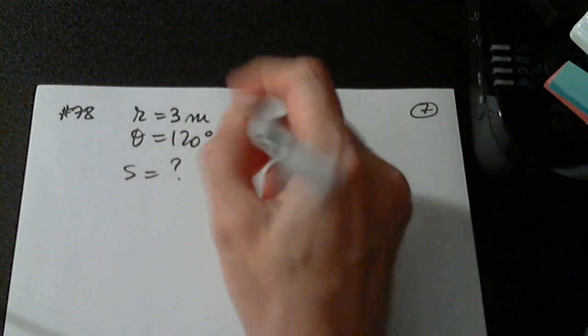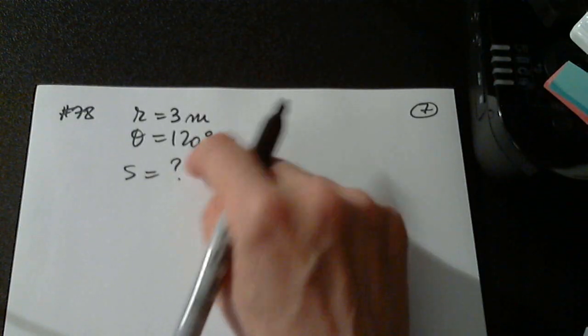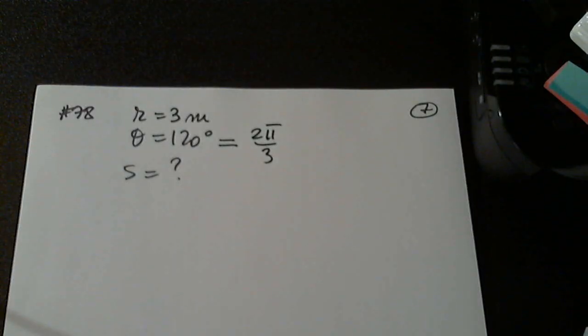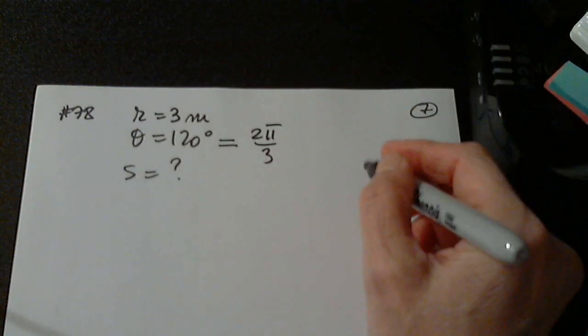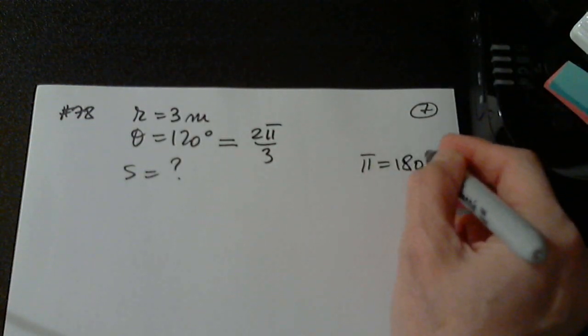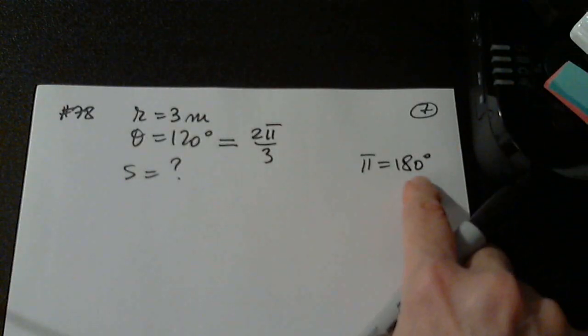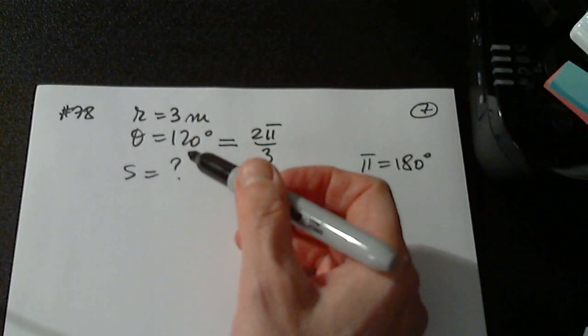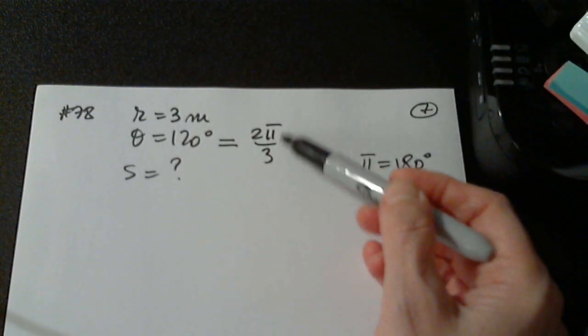Okay, perfect. Immediately I have to change this into radians. But I know that 120 degrees is 2 pi over 3. Very easy. Yes, you can change it with the formula. Pi equals 180, so 1 degree is pi over 180, and then simplify. Or you say, oh, 120, very easy, 2 of 60.